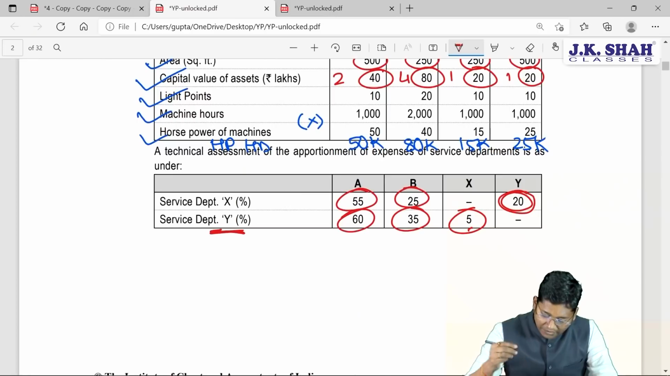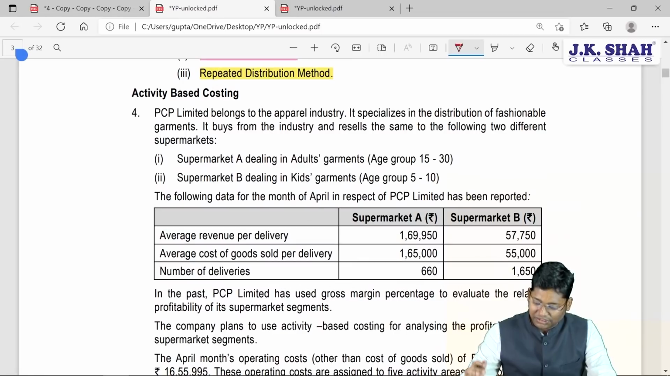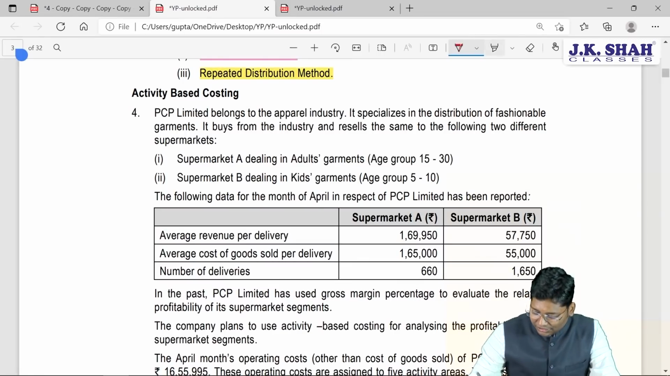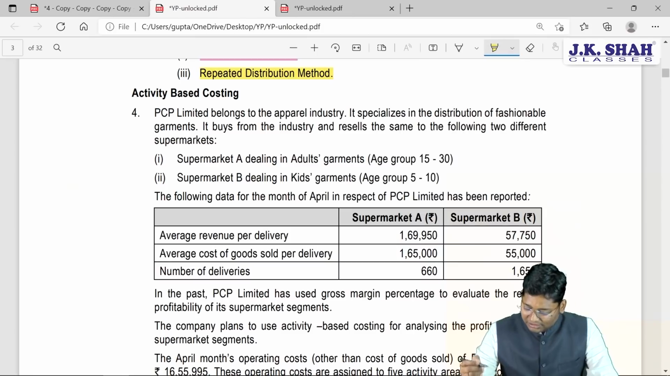Now, in RTP, the next question which is covered is from the chapter activity based costing only. This kind of question carries weightage of 10 to 12 marks from exam point of view. Let's have a discussion of this particular question. PCP Limited belongs to the apparel industry. It specializes in the distribution of fashionable garments. It buys from the industry and resells the same to the following 2 different supermarkets.